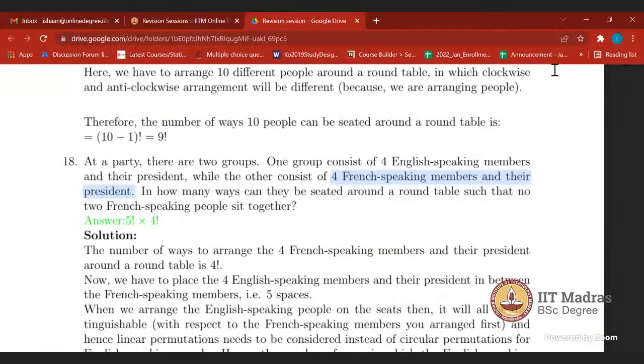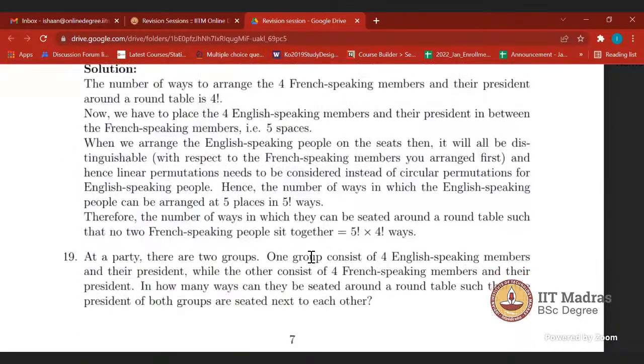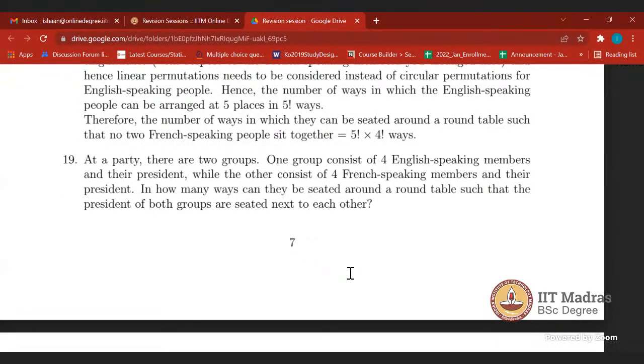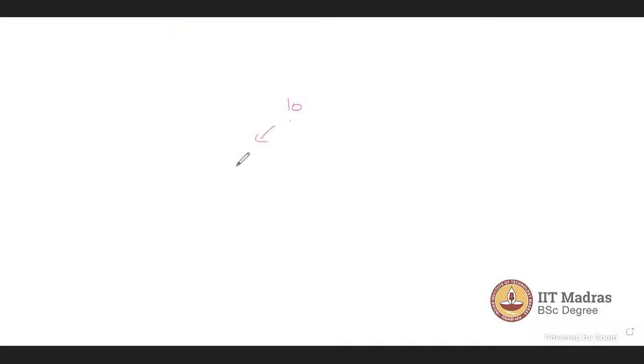After that, I think we have one more question on that. President of both groups are seated next to each other. Right. So what we did is we considered both the presidents as one single unit. So in total, there are 10 people, 8 members and 2 presidents. We consider both the presidents as one single unit. So we have only 9 members now, right? This 8 plus 1, these 2, right? I can arrange these 9 members in circular permutation in 8 factorial ways. Plus these 2 presidents can also interchange themselves, right? In 2 factorial ways.